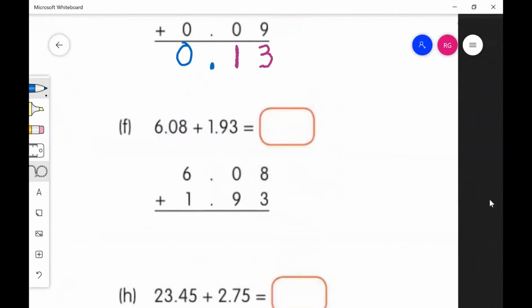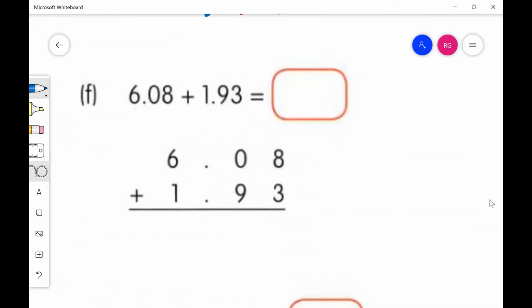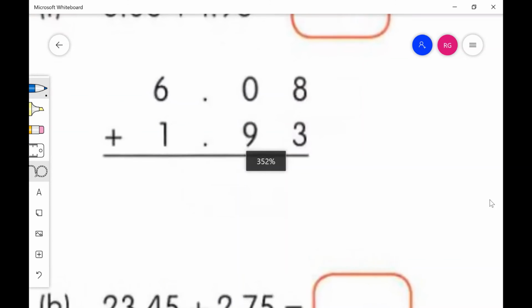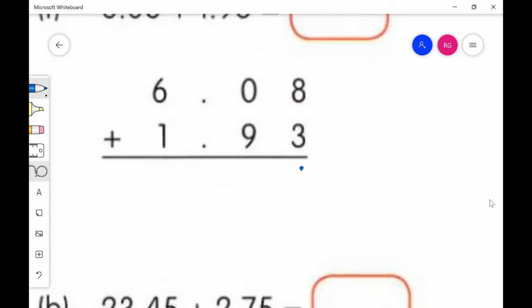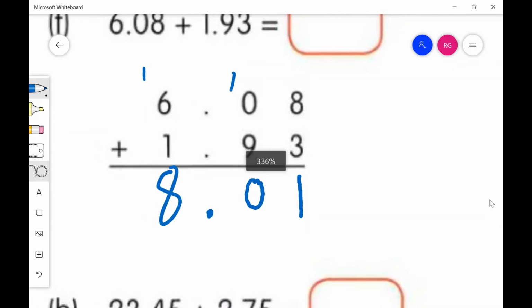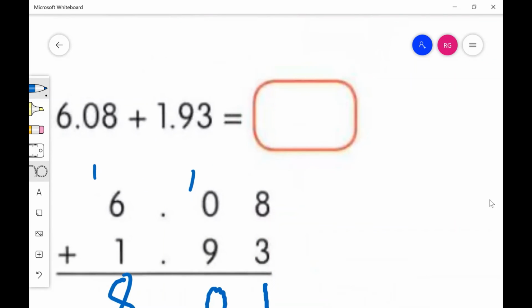All right, so let's go down to part F there. I know we've gone out of order, but we're just going down the column. So 6.08 plus 1.93. Okay. I need to carry my 1. 9 plus 0 is 9. 9 plus 1 is 10. Carry my 1. 6 and 8. 8, yes. And what's the answer? 8.01. All right. We almost forgot to carry our decimal straight down, but that's okay. We got it. 8.01. Okay, that's my answer.